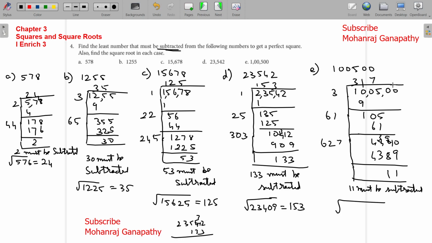Subtract 11 and then write 100 500 minus 11. 10 9 4. So 100 4 3 9 is equal to 317. Is it clear? Shall we move on to the next sum?